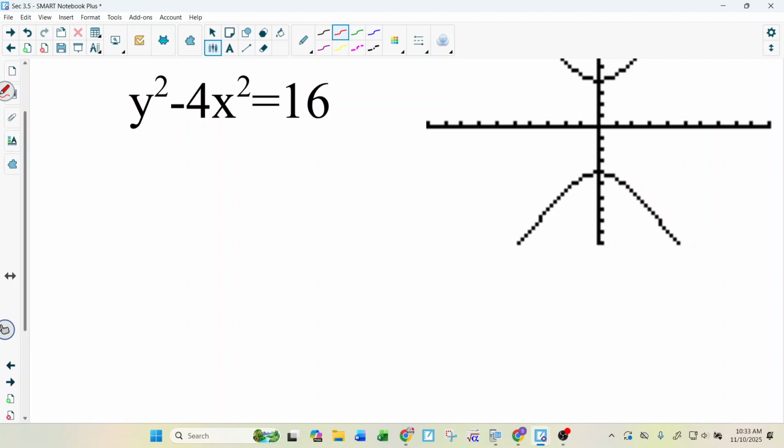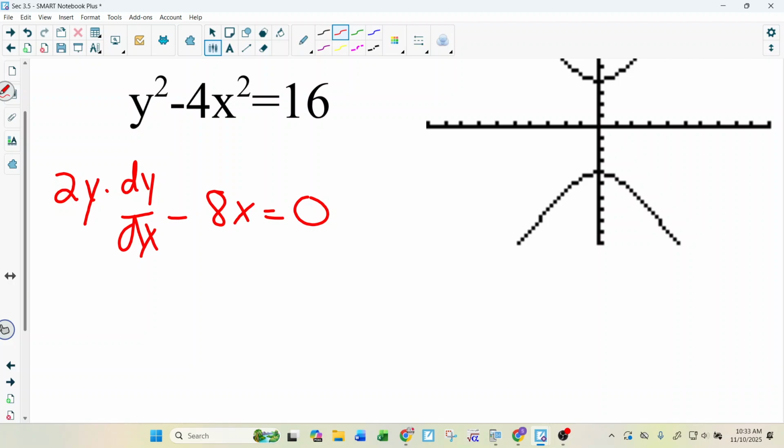So the derivative of y squared is 2y times dy dx minus 8x equals 0. So for dy dx, we take the 8x to the other side, we divide by 2y, the 2's cancel, and we get to there.